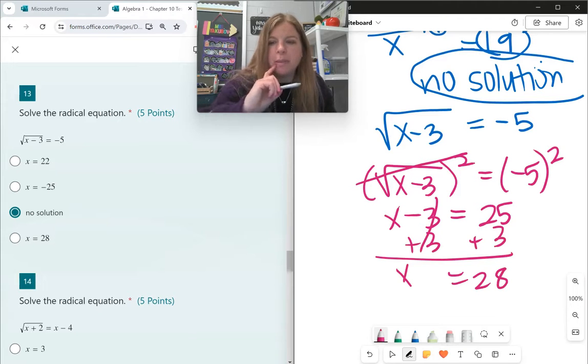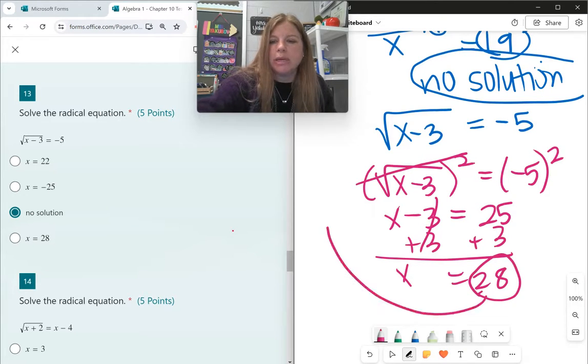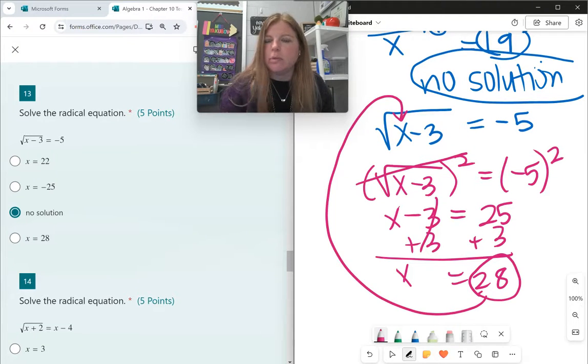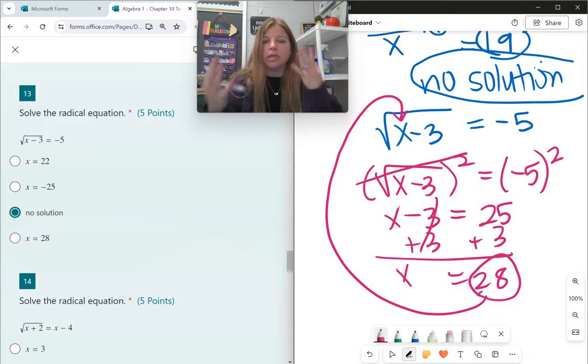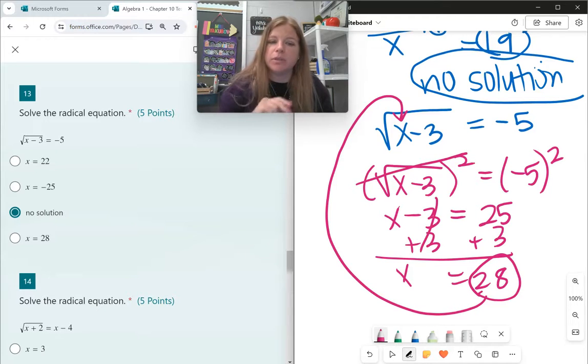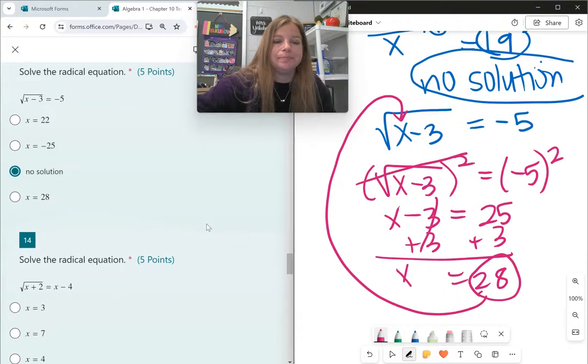But look what would happen if you plug this in. If I took 28 and I plugged it in, what's 28 minus 3? 25. What's the square root of 25? It's just 5. Does 5 equal negative 5? No, they don't equal each other. It will not work out. And so that would be the second way to make sure that you know it's no solution, but you have to check your answer in order for that to be able to happen.